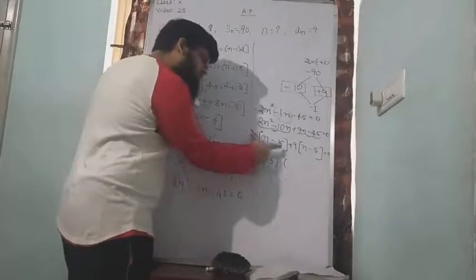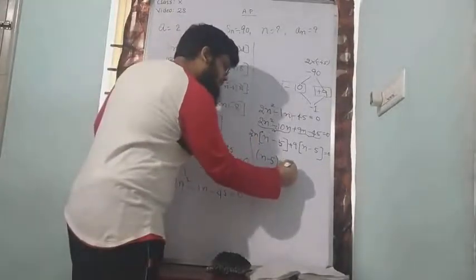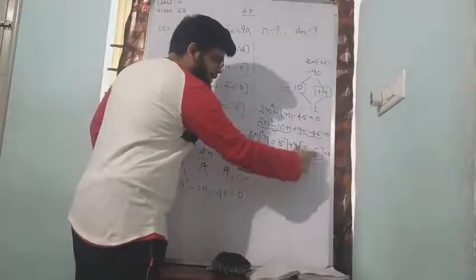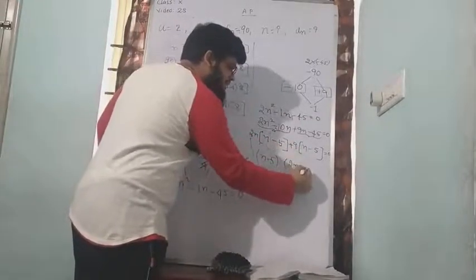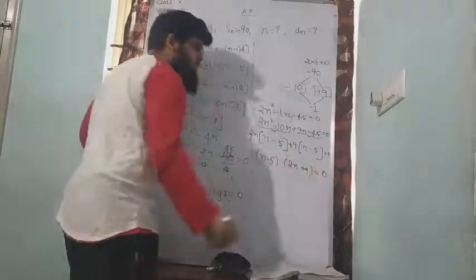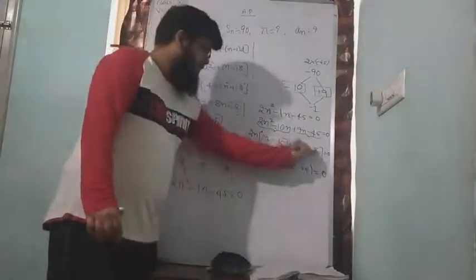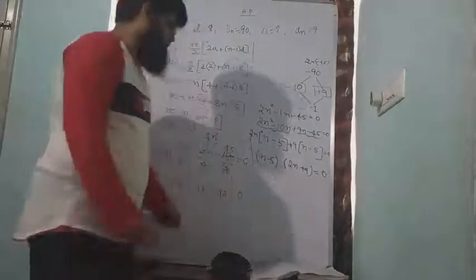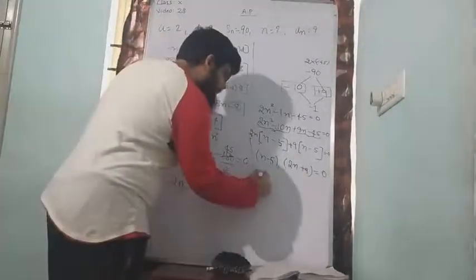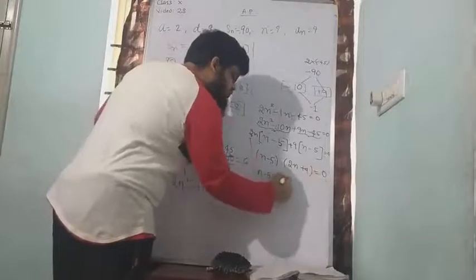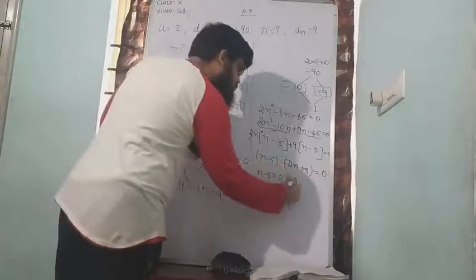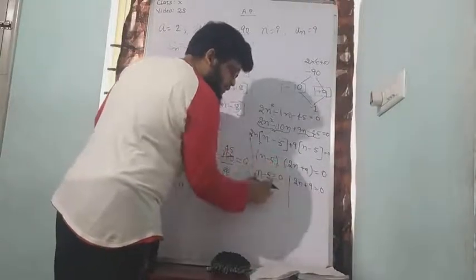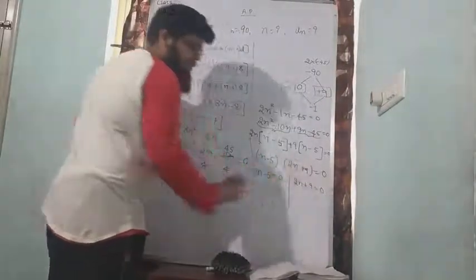Now from the first term, only 2n is remaining. Okay, n minus 5 already written. And from the second group, n minus 5 is already written, plus 9 is remaining. Is equal to 0. n minus 5 is common, it is written. 2n plus 9 is remaining, so I wrote 2n plus 9. Now what should I do? n minus 5 is equal to 0, I should take one time. And 2n plus 9 is equal to 0. One time n minus 5 is equal to 0. One time 2n plus 9 is equal to 0.